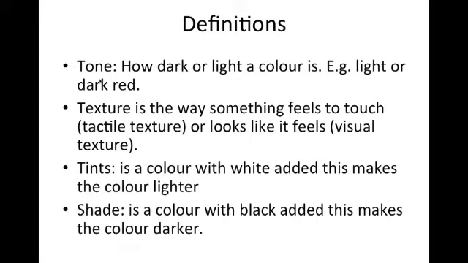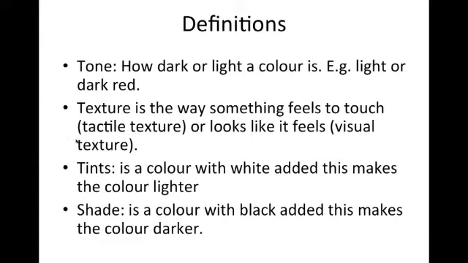Now you don't need to learn these definitions word perfect, okay? You just need to indicate to me that you know what the term means, and you need to give me a good example of what each of those definitions mean. So the actual definition with an example. So for tone, it's how dark or light a color is, e.g. light or dark red, okay?